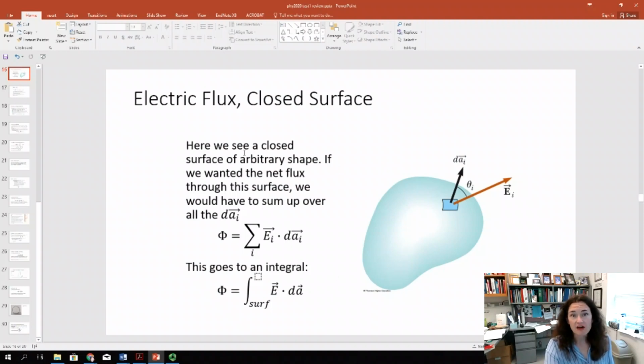Now, if you have a closed surface of arbitrary shape, then what you're really interested in probably is the net flux through the surface. And to do that, what you'd have to do is sum up over the entire surface using these little differential area elements and do the summation over all the differential area elements. Well, you can see where this is going. It's going to an integral. And so the net flux through a closed surface is the integral over that surface of E dot dA.